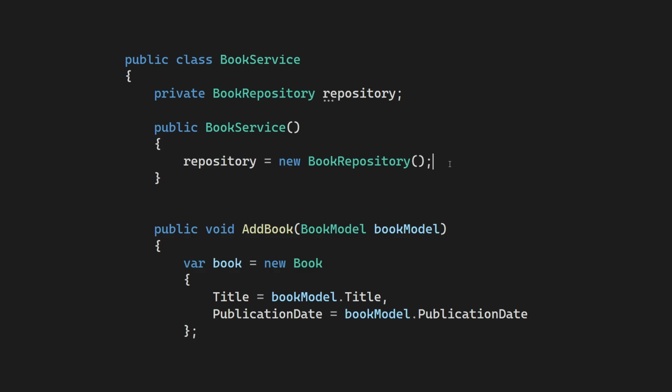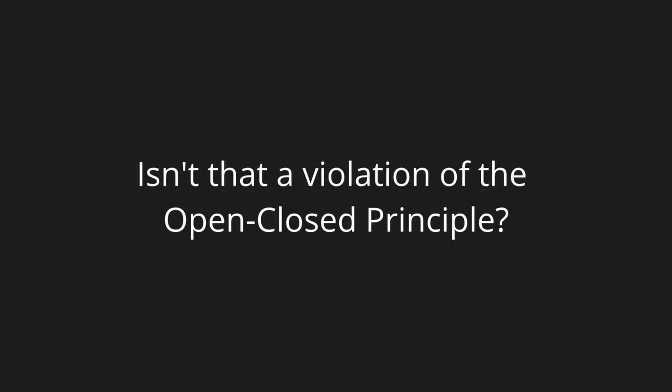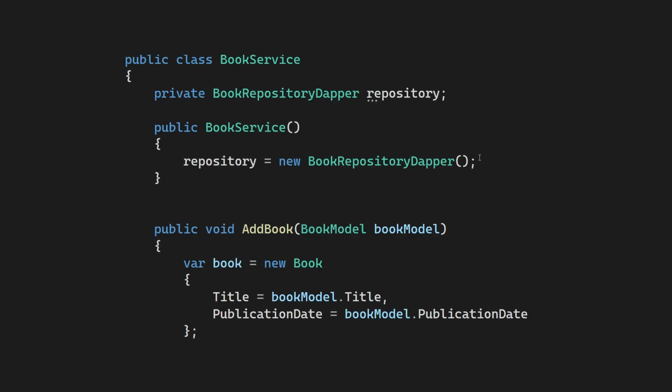Now we need to make changes to the book service class so that it creates an object of book repository Dapr now. But wait, aren't we modifying the book service class itself? Isn't that a violation of the open-closed principle? And we may have other services that need to use book repository Dapr, and these classes need to be modified as well. So yes, once again, this is a violation of the open-closed principle. Let me change the references to book repository for now.